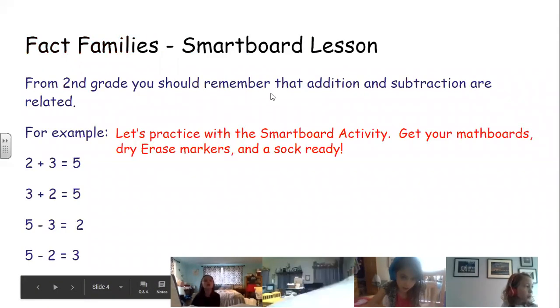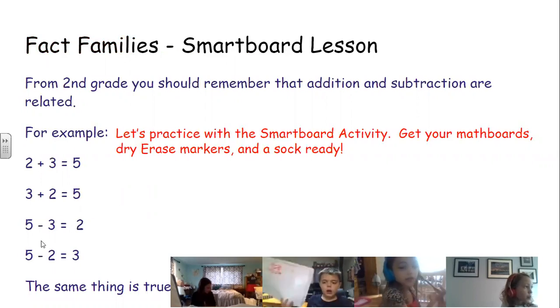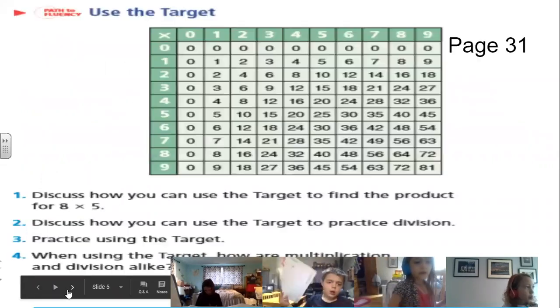Okay, here's a quick fact family, oops, I went back. It was supposed to let me, it's not gonna let me. Okay, we'll skip that. We went through this already because I skipped.